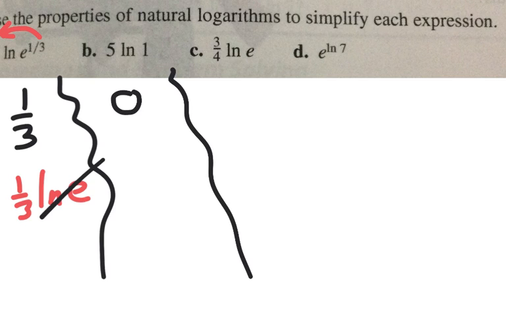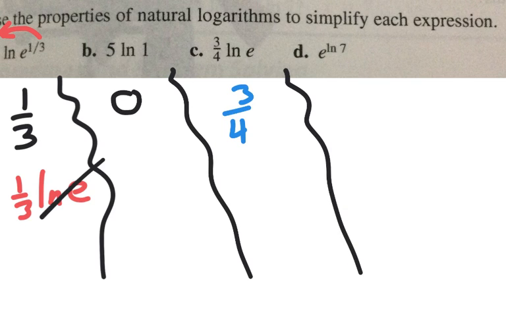C should be 3/4. Right, because natural log of e, that's saying e raised to what power is e? That's the same thing as 1. So I have 1 times 3/4, which is 3/4. And then D, I have e raised to the log base e. Those cancel, which leaves me with 7.